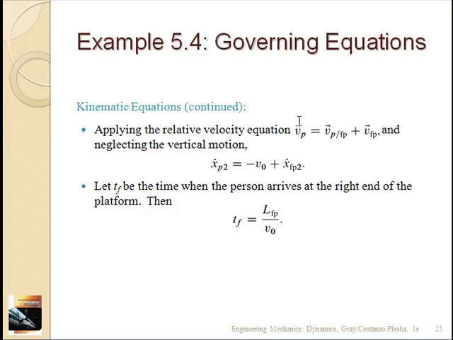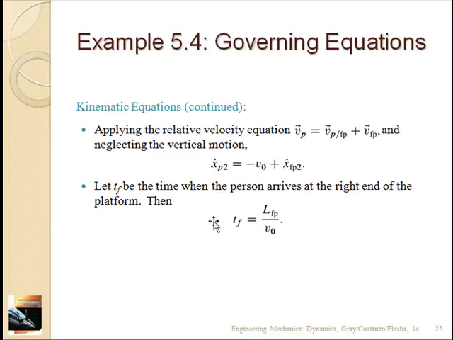So we can also look at this with a relative velocity approach. The velocity of the platform is the velocity of the platform relative to the person plus the velocity of the person. And if we ignore the vertical motion, then x dot of the platform is minus v naught plus x dot for the person. So that will tell us the relative velocity between the person and the boat. Okay, so that's v naught.